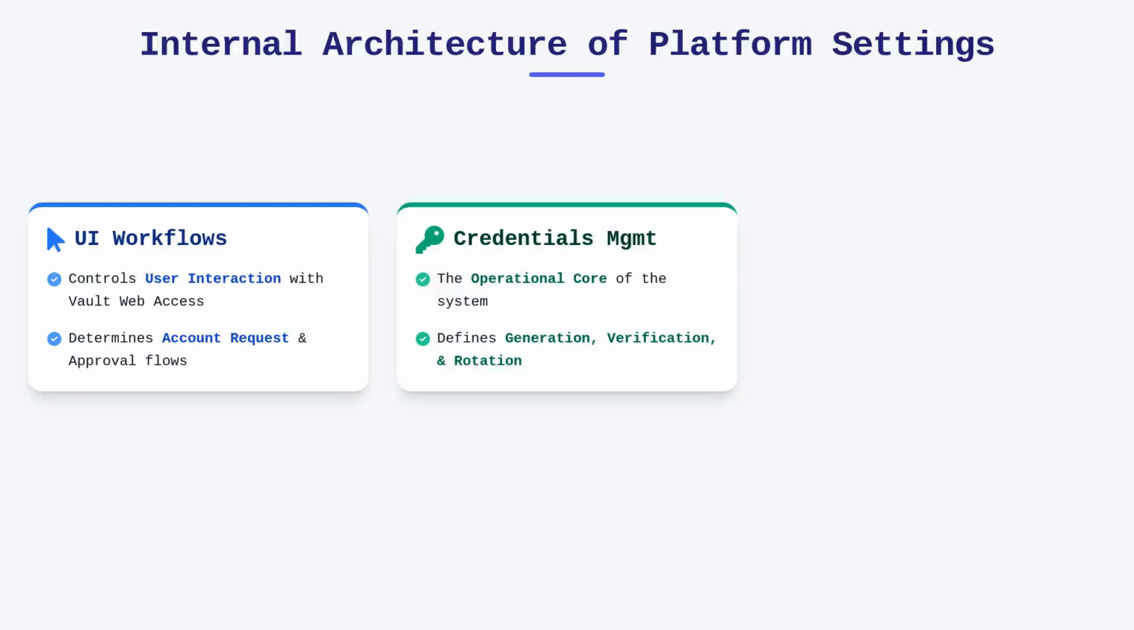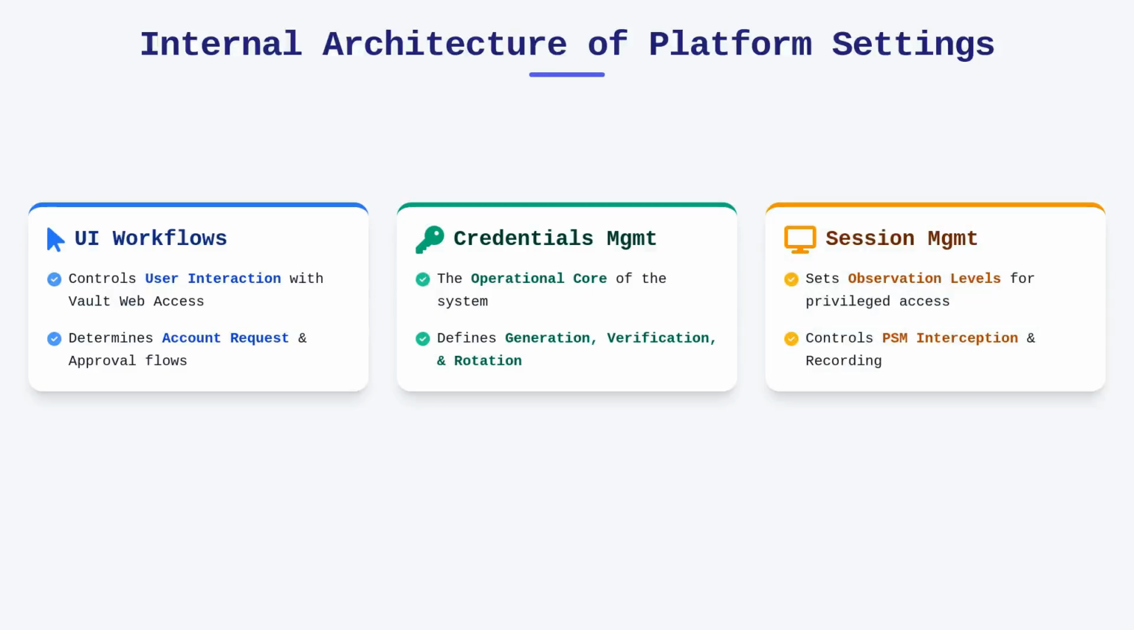Credentials management is the operational core, where you define exactly how the CPM generates, verifies, and rotates passwords according to your security requirements. Session management parameters define the limitations and observation levels for privileged sessions, including whether the privileged session manager will intercept the connection and what level of recording is required.